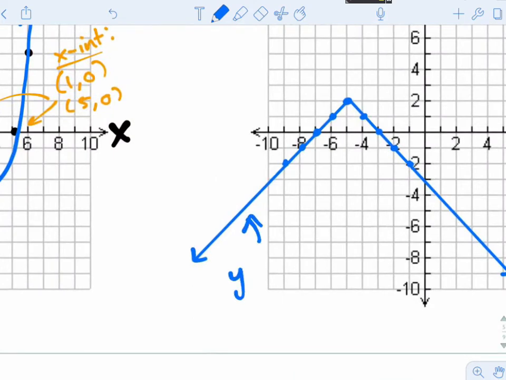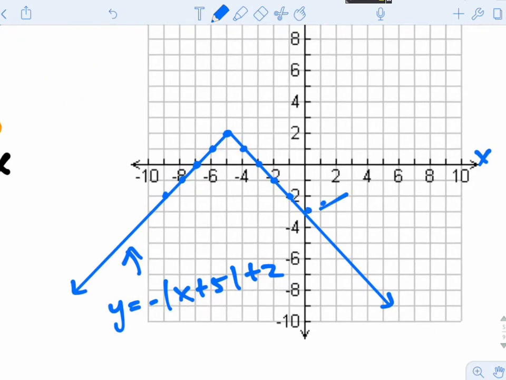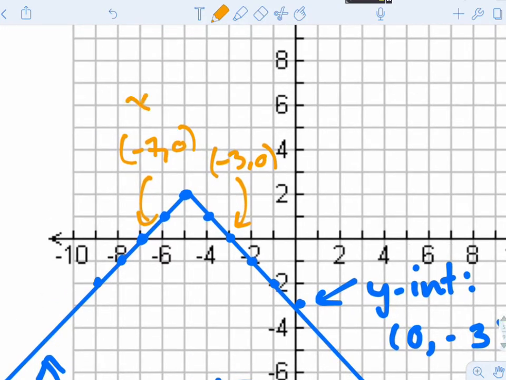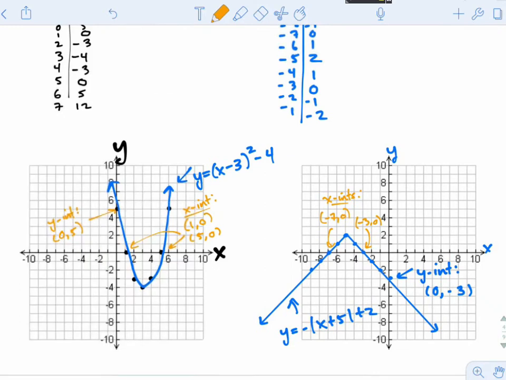All right, let's label this graph with its equation. This is y equals the negative absolute value of x plus 5, all of that plus 2. Our y-intercept is the point 0, comma, -3. We once again have two x-intercepts, namely -7, comma, 0 and -3, comma, 0. And those are our x-intercepts.